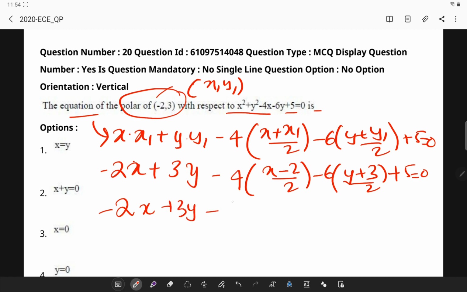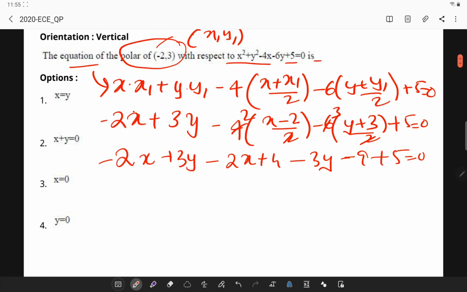2x plus 3y. So 2 2s are minus 2x plus 4, 2 3s are, so I can write minus 3y, minus into minus is plus, and minus 3 5s are 3 are 9 plus 5 is equal to 0. Or I will be having this y and this y is cancelled. So I will be having an equation with only x which is equal to 0.